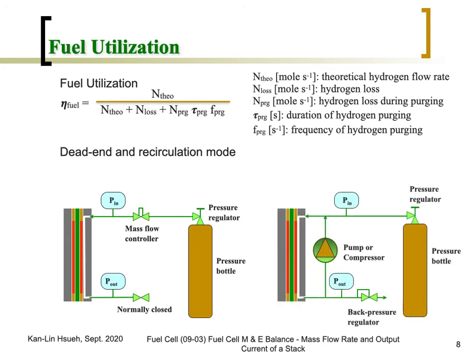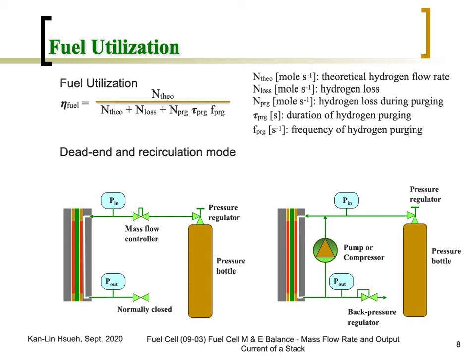And then the recirculation mode means that between the output fuel line and the input fuel line, that's connected with a pump or compressor to circulate the fuel, so the fuel keeps flowing through during the operation. The pump or compressor has to be explosion-proofed. You cannot commonly use an ordinary pump. You have to be careful.